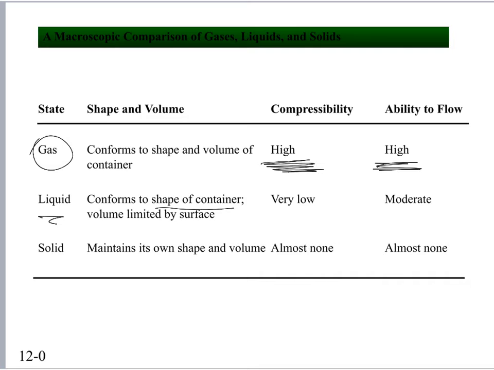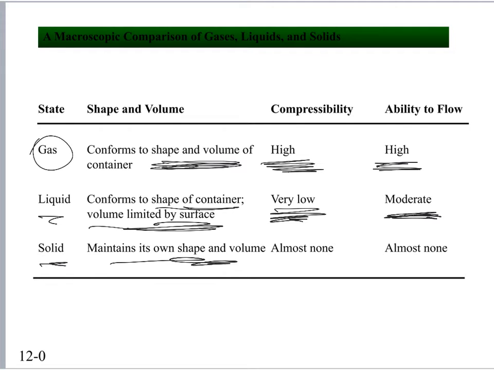Liquids conform to the shape of the container, but the volume is limited by the amount you have, whereas gases fill the container and the volume is whatever the container is. You can't really compress a liquid, obviously, but it does flow pretty easily as long as you have pressure, let's say putting water through a hose. Solids maintain their own shape. They don't fit the container. You can't compress them hardly at all, and solids obviously really can't flow.